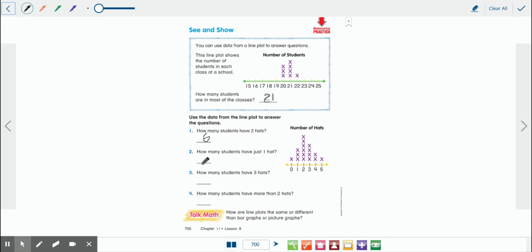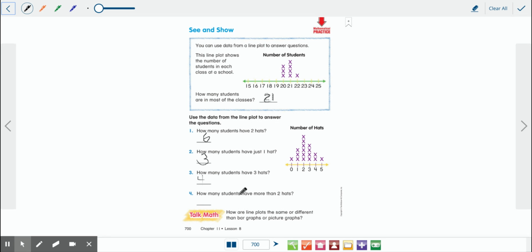Number 2 says, how many students have just 1 hat? So I look at my number 1 and count my X's. 1, 2, 3. 3 students have 1 hat. Question number 3 asks, how many students have 3 hats? So I look at my number 3. 1, 2, 3, 4. I see 4 X's. So 4 students have 3 hats.